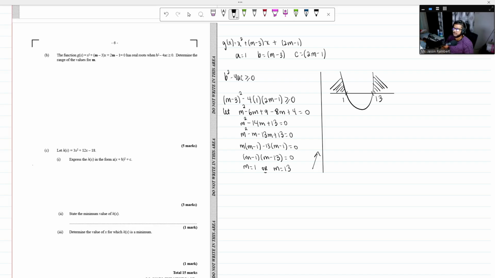So my range of values will be m is such that m is less than or equal to 1 union m is such that m is more than or equal to 13. So just reinforcing the fact that we have this more than or equal to and less than or equal to because the sign in the question has an equal to attached to it.